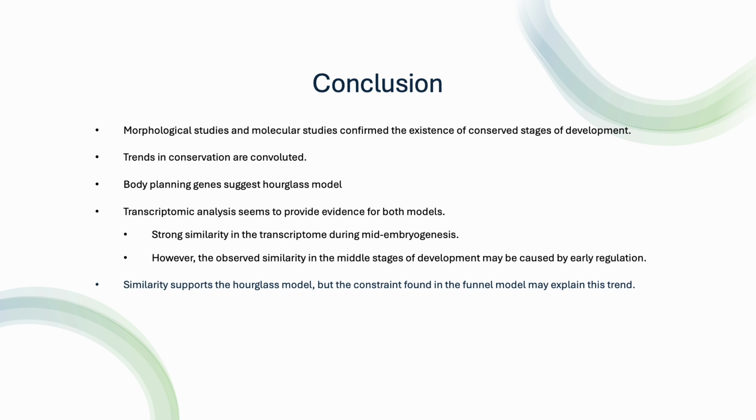Results supporting the hourglass model seem to show a strong similarity in the transcriptome during mid-development. However, results supporting the funnel model suggest that the observed similarity in the middle stages is caused by genetic regulation triggered earlier in development. This conclusion allows for both models to explain a different aspect of developmental evolution, and would argue that the strongest evolutionary constraints are placed on the foundational mechanisms present in early development, that then give rise to similar mid-developmental stages.